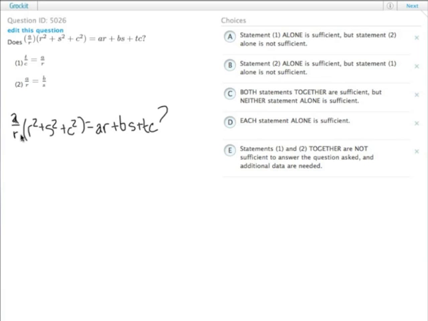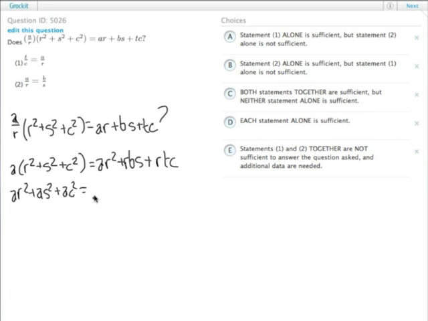So we multiply both sides by R to get rid of this fraction here. We end up with A times R squared plus S squared plus C squared equals AR squared plus RBS, doesn't really matter what order those go in, plus RTC, which may not look like it helps, but then we have AR squared plus AS squared plus AC squared equals that same thing.